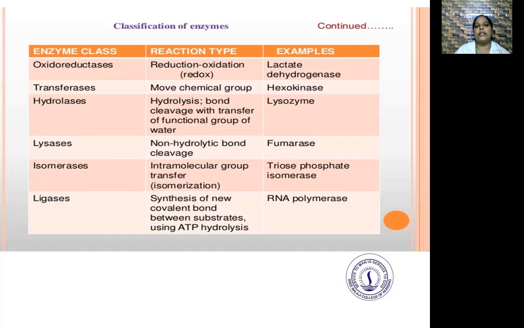Enzyme class lyases. Reaction type is non-hydrolytic bond cleavage. Example is fumarase. Enzyme class isomerases. The reaction type is intramolecular group transfer, that is isomerization. Example is triose phosphate isomerase. Enzyme class ligases. The reaction type is synthesis of a new covalent bond between substrates using ATP hydrolysis. Example is RNA polymerase.